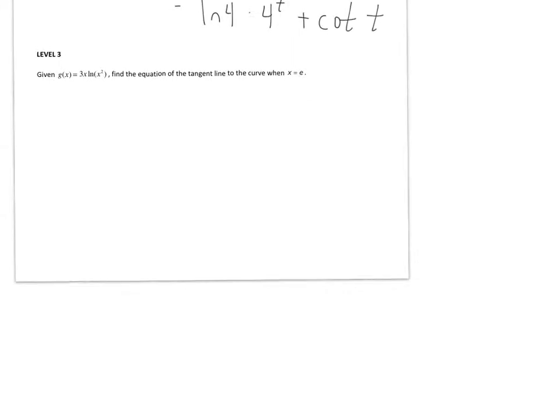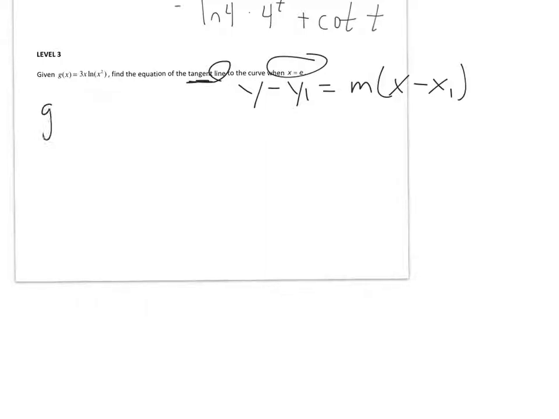Level 3, we continue this theme of the tangent line problem. In this case, again, I see the keyword tangent line attached to it. So I know I'm thinking y minus y sub 1 equals m times x minus x sub 1. And of course I have my point, in this case x being equal to e. Anytime I see the word tangent, I know I'm thinking derivative. So in this case I have a product, 3x times natural log of x squared. So I will apply the product rule.